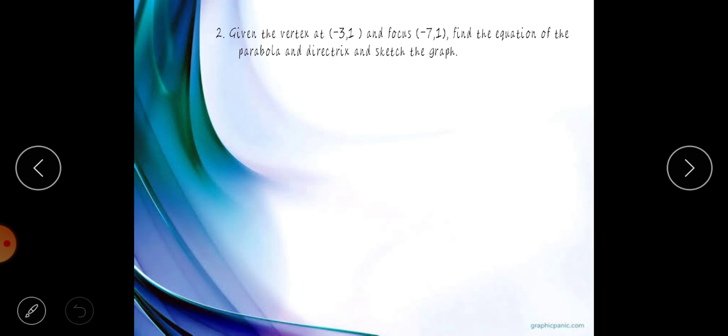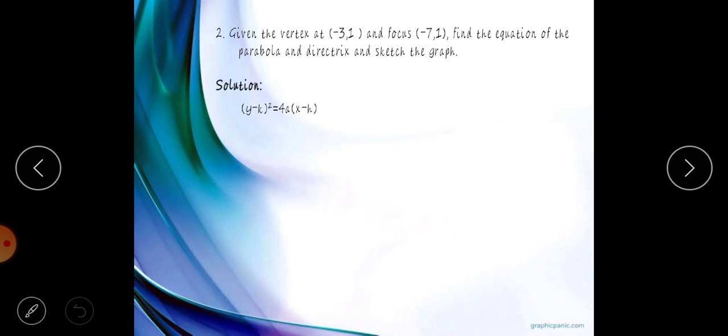Given the vertex at negative 3, 1, and focus negative 7 and 1, find the equation of the parabola and vertex and sketch the graph. So the standard form that applies to this is y minus k squared is equal to 4a times x minus h, since the value of a is less than 0.